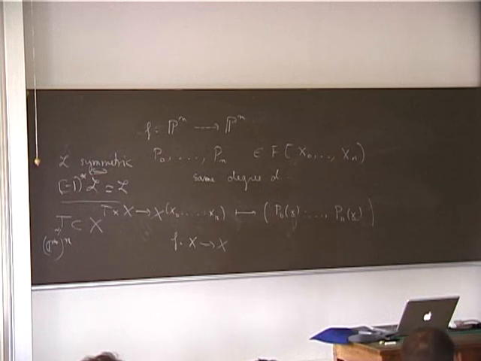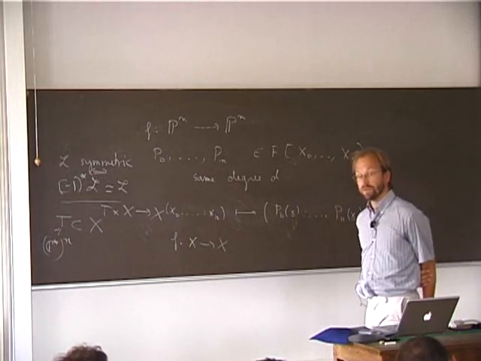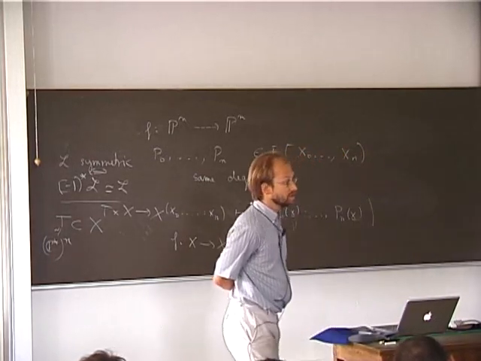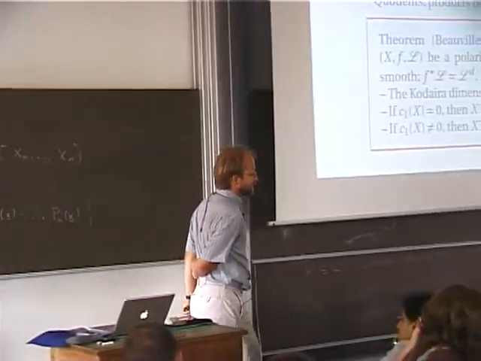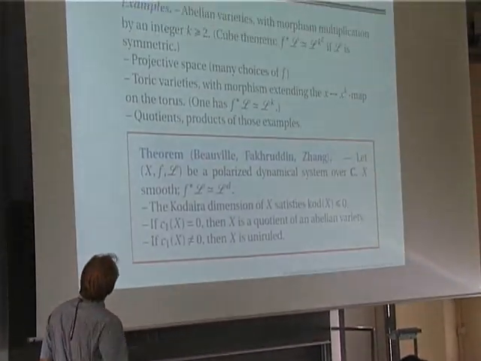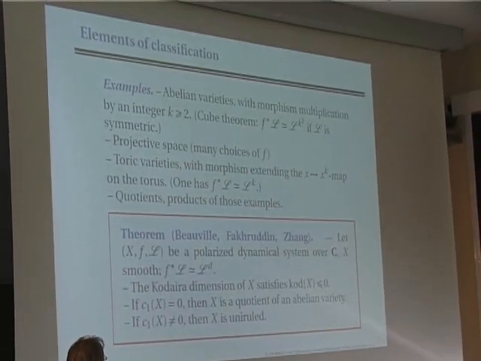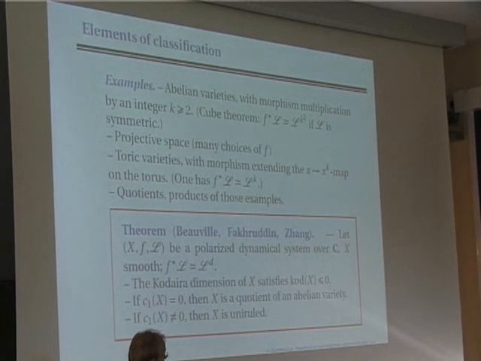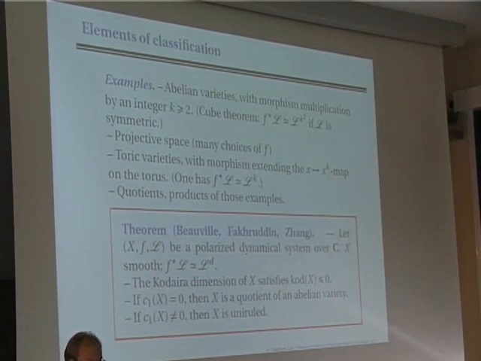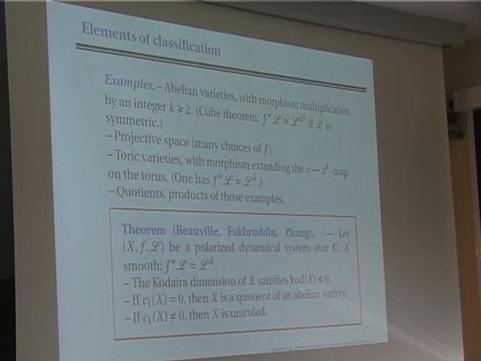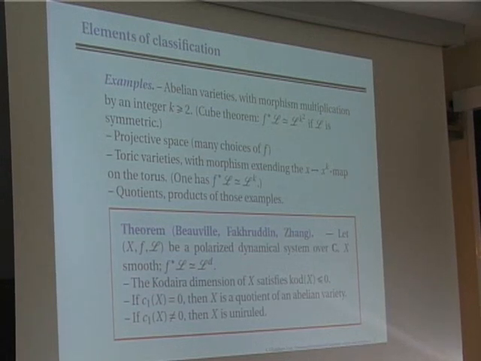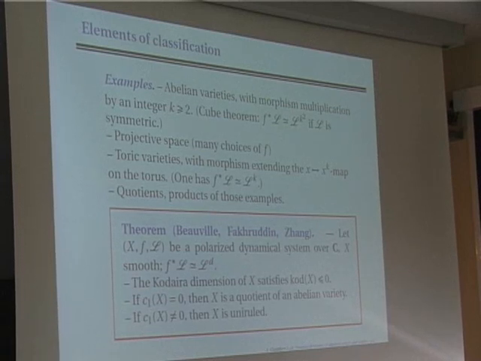And for that, just look at the multiplication by k map on the torus, x to x^k, and one proves that this map extends to a self-map of the toric variety, which has the required properties. So f upper star L is L to the power k. And of course, one can consider products or quotients of those examples. For example, the Lattès map is a quotient of the multiplication by k map on the elliptic curve.